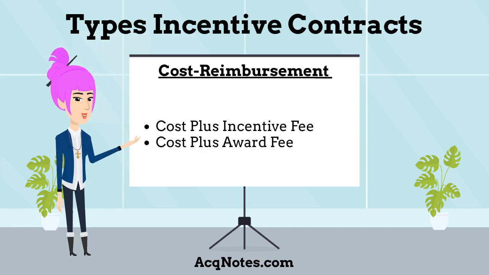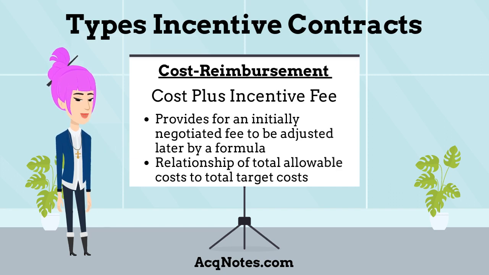The second type of incentive contract I will discuss is cost reimbursement, from which there are 2 contract types: cost plus incentive fee and cost plus award fee. A cost plus incentive fee contract is a cost reimbursement contract that provides for an initially negotiated fee to be adjusted later by a formula based on the relationship of total allowable costs to total target costs.